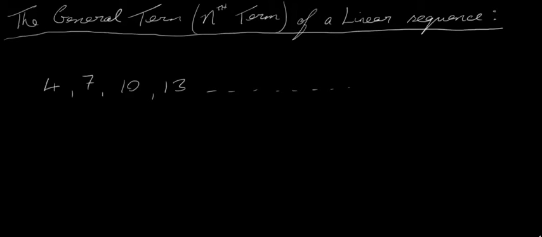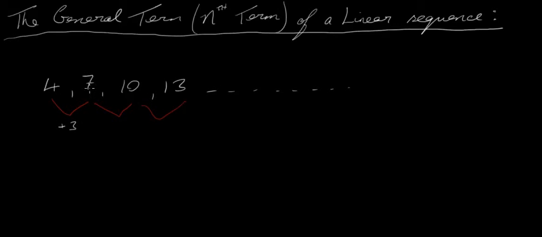Okay, so in this video I'm going to have a look at what's called the general term or the nth term of a linear sequence. Now I'm going to take this particular sequence of numbers here, 4, 7, 10 and 13. Now this goes on forever, and if we look at it we can see that what we're really doing here is just adding 3 each time.